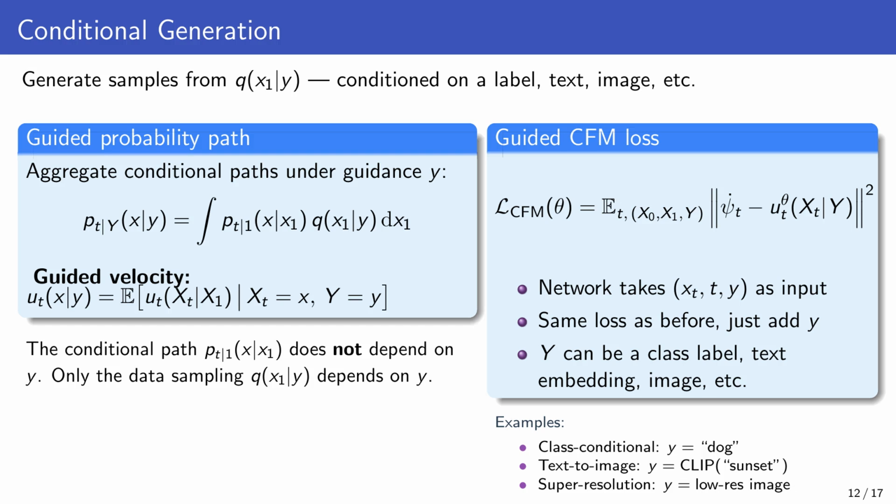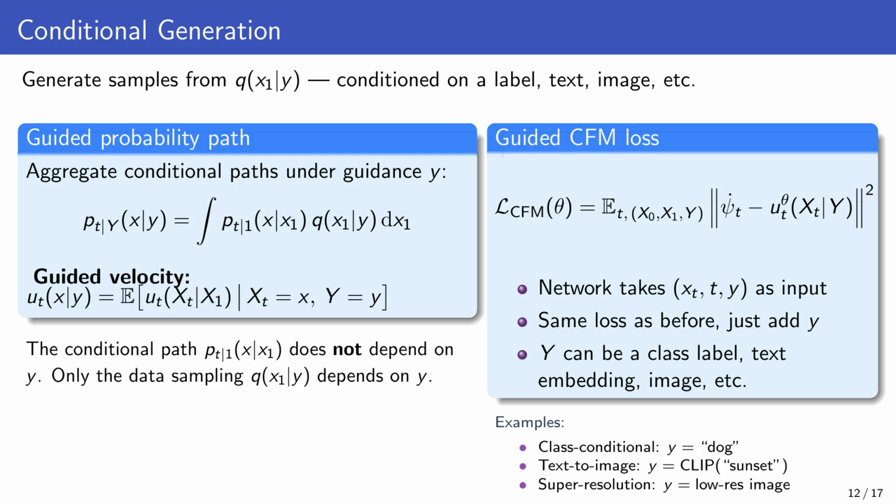The guided velocity field is the conditional expectation of the conditional velocity, but now conditioned on both x, t, and the guidance variable y. This velocity generates a guided probability path that starts at the same noise distribution p and ends at the conditional target q of x1 given y.